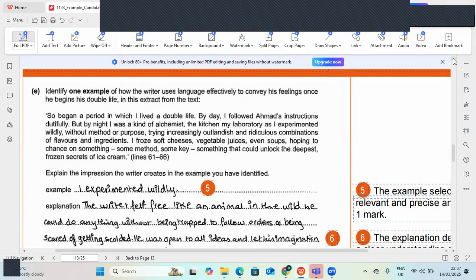Question 2A is always the same, all right? And it will ask you about the feelings. Identify one example of how the writer uses language effectively to convey his feelings once he begins his double life in the extract from the text. Double life, right? So he says, so began a period in which I lived a double life. By day, I followed Emma's instructions dutifully, and by night, I was kind of an alchemist. So there are multiple expressions that you can pick from here, and explain how the writer uses language to convey feelings.